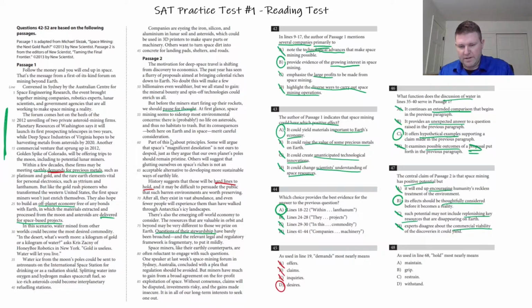If we go back to line 60, so we read down into this is really good strategy. Part of this is about principles. Some will argue that space's magnificent desolation is not ours to despoil, just as they argue that our own planet's poles should remain pristine. Others will suggest that glutting ourselves on space's riches is not an acceptable alternative to developing more sustainable ways of earthly life. This is an argument against space pollution, as we were talking about, right? History suggests that those will be hard lines to hold, or difficult sort of boundaries to lay and just keep, okay?